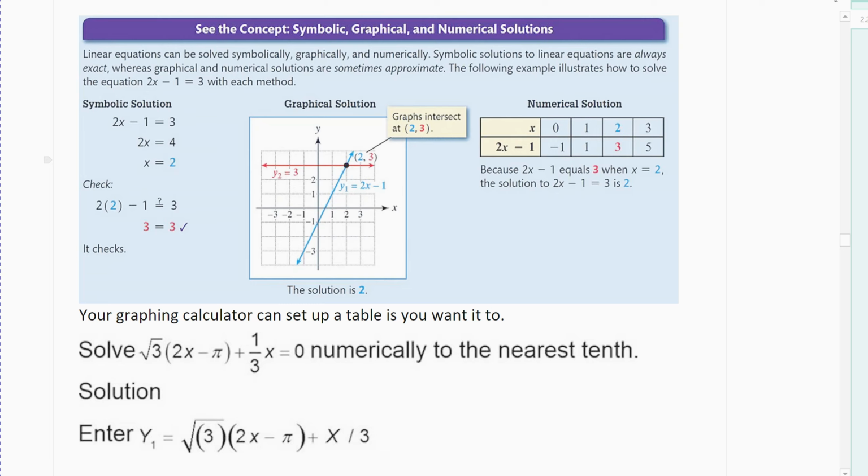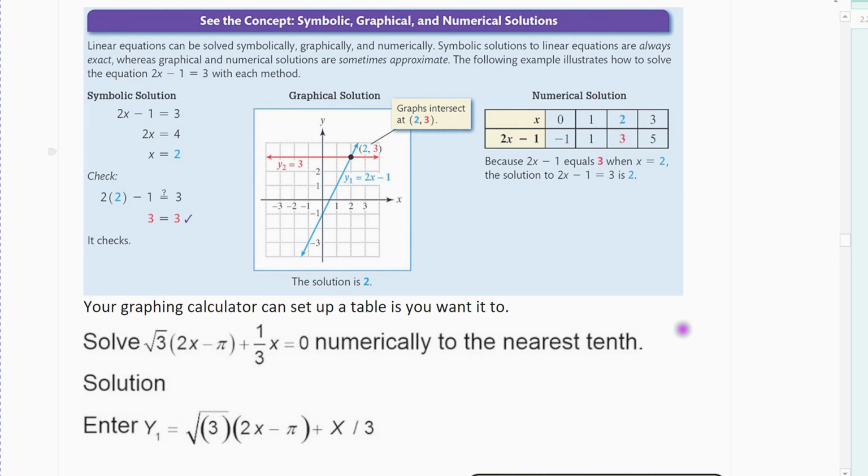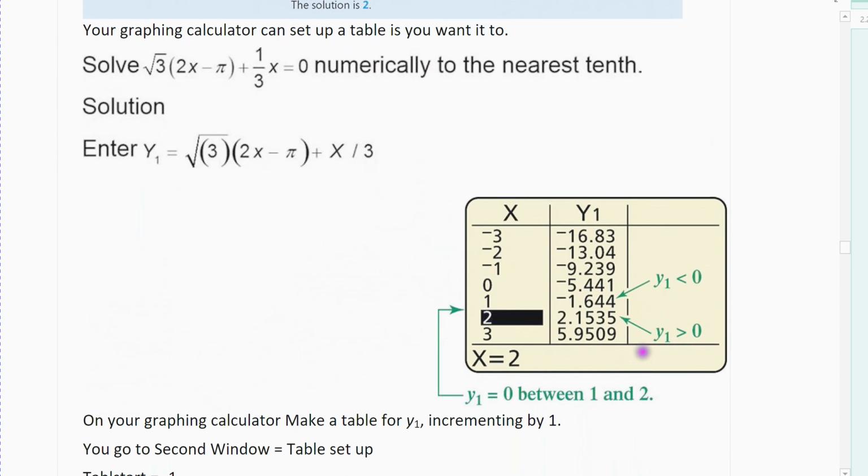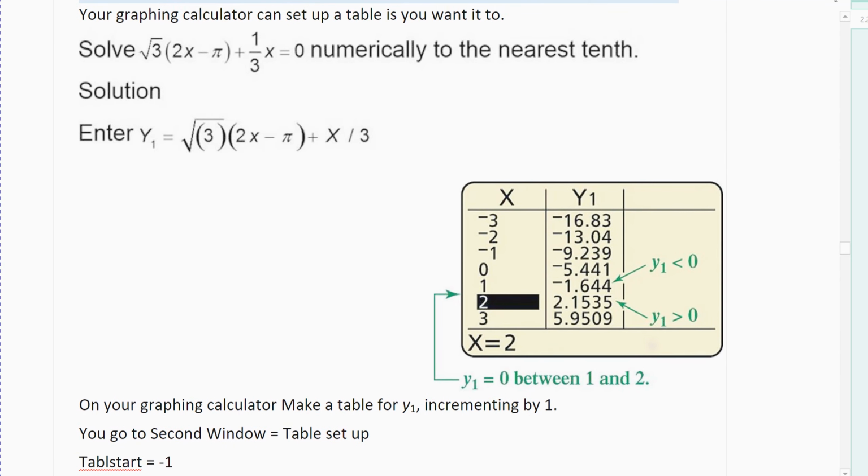The calculator could find it exactly if it comes out to a nice number. But where you do this is when you have an ugly equation and you want to find the answer. If you're having a little trouble with the window, you can use the numeric table on your calculator to help you get that window, and then really you're going to solve it graphically anyway. So, how to do the table on your calculator.